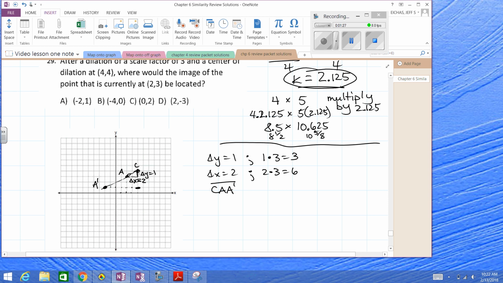A prime is 3 times as far from C as A is, using both of the directions. So I think we land over at -2, 1. And that's choice A.